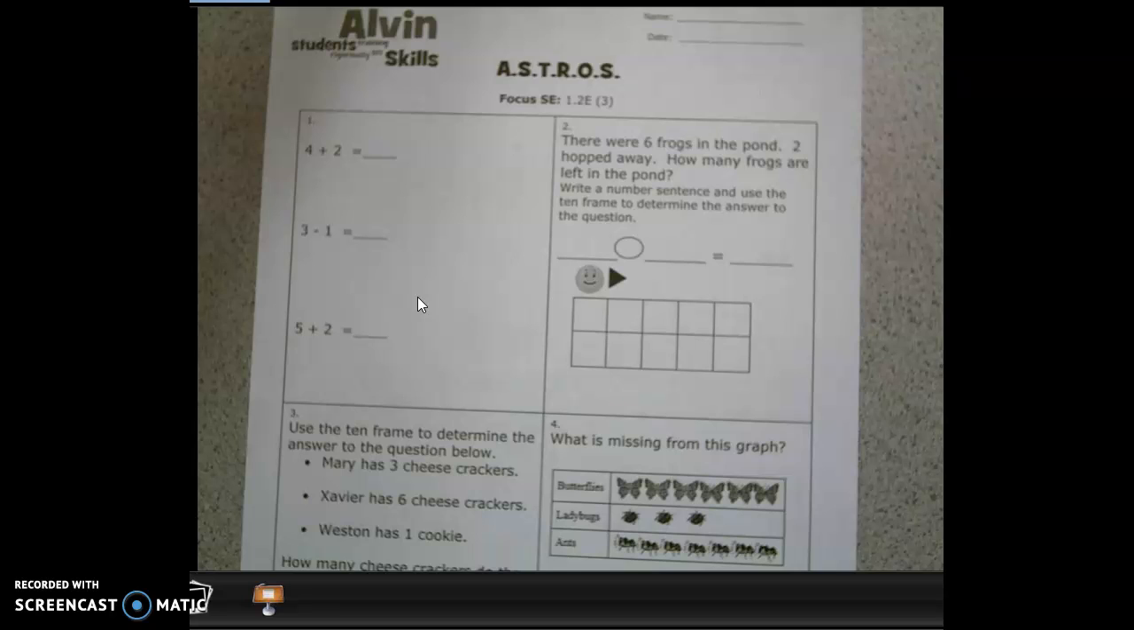Number 2. There are 6 frogs in the pond. 2 hopped away. How many frogs are left in the pond? Write a number sentence and use the 10 frame to determine the answer to the question. Boys and girls, how many frogs were in the pond? 6. What happened? 2. So what are you solving for? How many there are left?